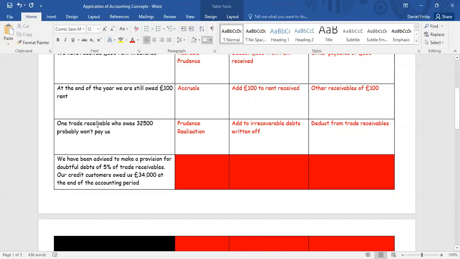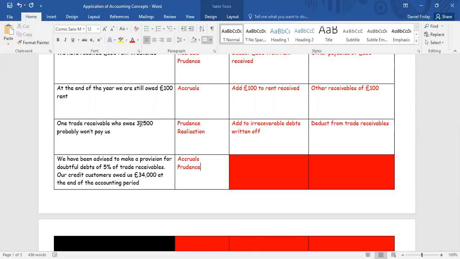Now notice the difference. That was irrecoverable debts. This next one's doubtful debts. So we have been advised to make a provision for doubtful debts of 5% of trade receivables. Our credit customers owed us £34,000 at the end of the accounting period. So again, this is going to be accruals and prudence, because again, we know that some people won't pay their debts. So therefore I'm overstating my assets by putting the full 34,000 on my statement of financial position. And also some of those people will not pay during that year. So that's why it's an accruals.